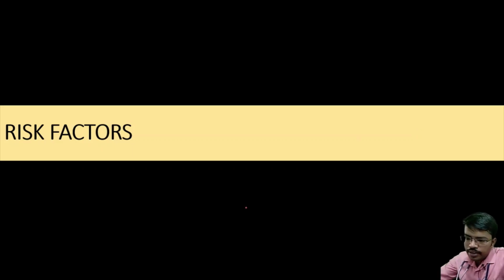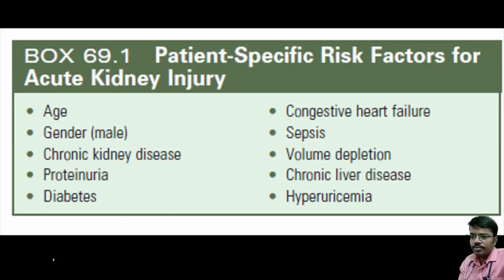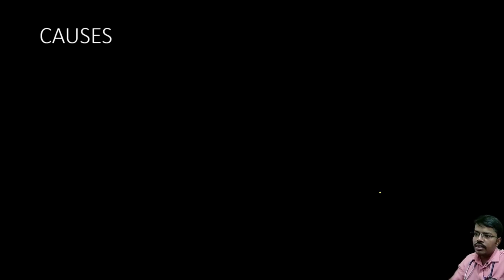What are the risk factors for AKI? Do all patients develop AKI? No, there should be some risk factor. What are the important risk factors? Age, even male gender itself is a risk factor. Any chronic kidney disease in the background, so the term we use is acute kidney injury on a CKD patient. So proteinuria, diabetes, sepsis, volume depletion, CLD, hyperuricemia. These are some of the risk factors for AKI.